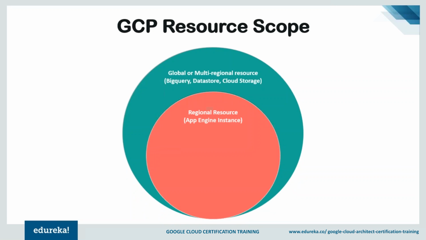Now, regional resources are resources that are redundantly deployed across all the zones within a region, for example, App Engine applications. This gives them higher availability relative to the zonal resources. The zonal resources operate within a single zone. If a zone becomes unavailable, all the zonal resources in the zone are unavailable until the service is restored.